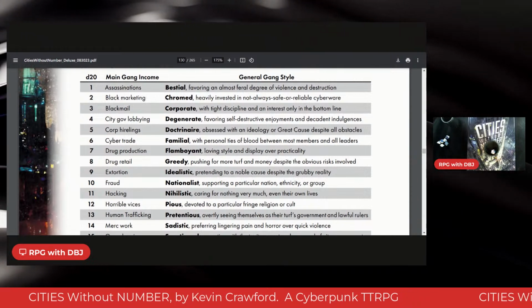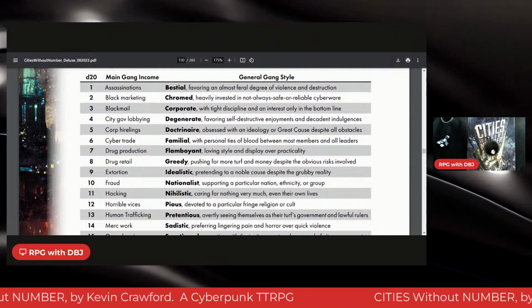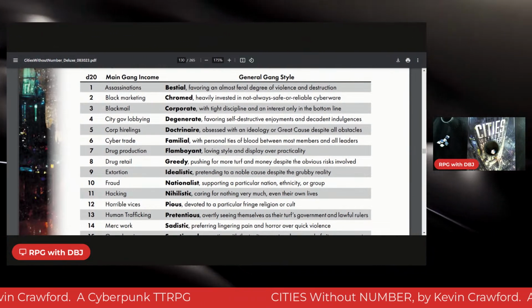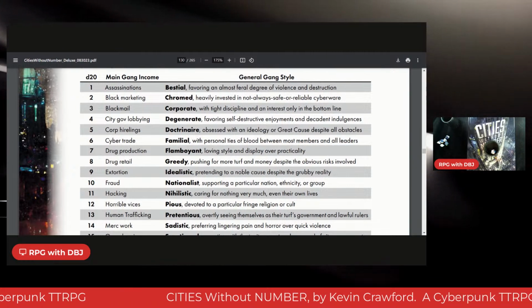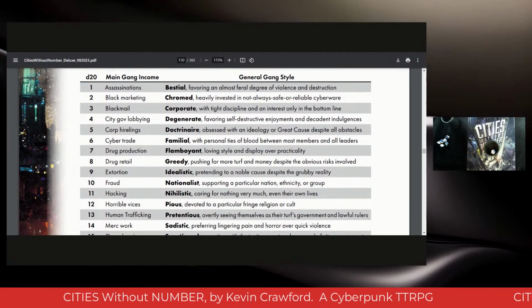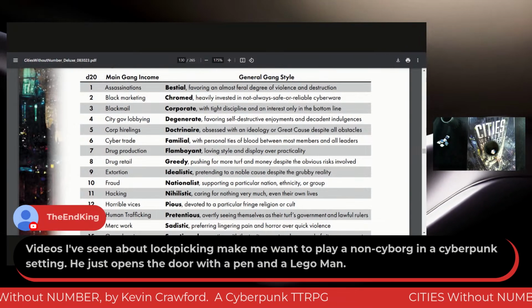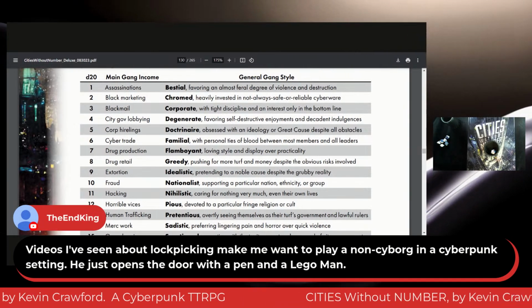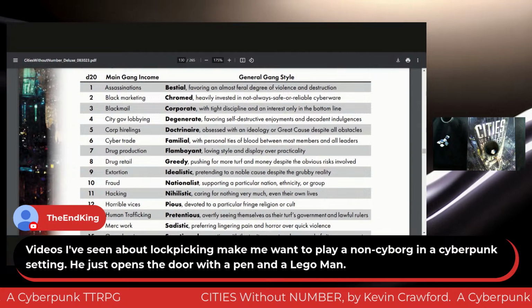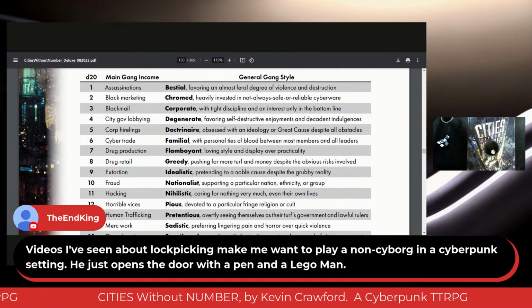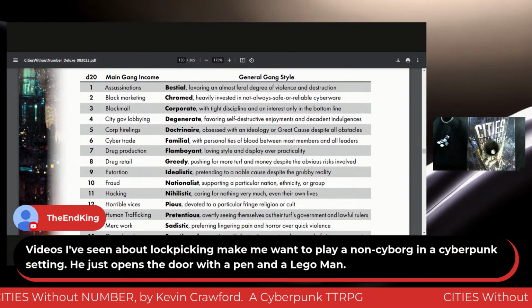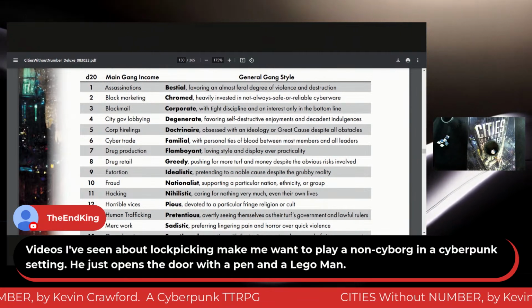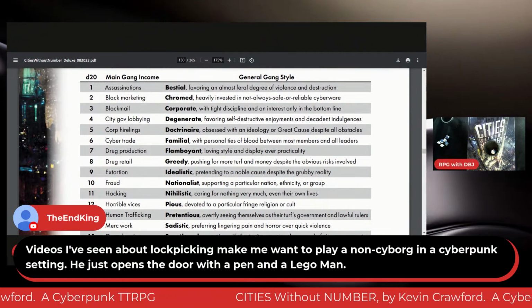So yeah. Videos I've seen about lockpicking make me want to play a non-cyborg in a cyberpunk setting. He just opens the door with a pen and a Lego man. Yeah. Why a Lego man? But it's funny. Rapacious sounds familiar. Heard it used, never knew what it meant. Sounds negative. Yeah. Rapacious. I love languages.